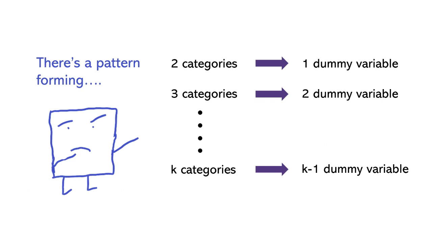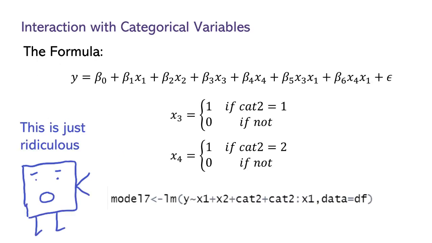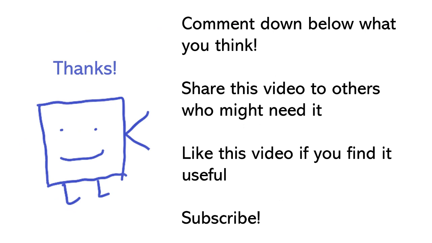Notice that there's a pattern here. When the categoric variable has two categories, there will be one dummy variable. Three categories, they will have two dummy variables. Therefore, if you have a categoric variable with k categories, you will have k-1 dummy variables in the model. Keep in mind that you can also apply interaction to categorical variables to get this ridiculous mess.